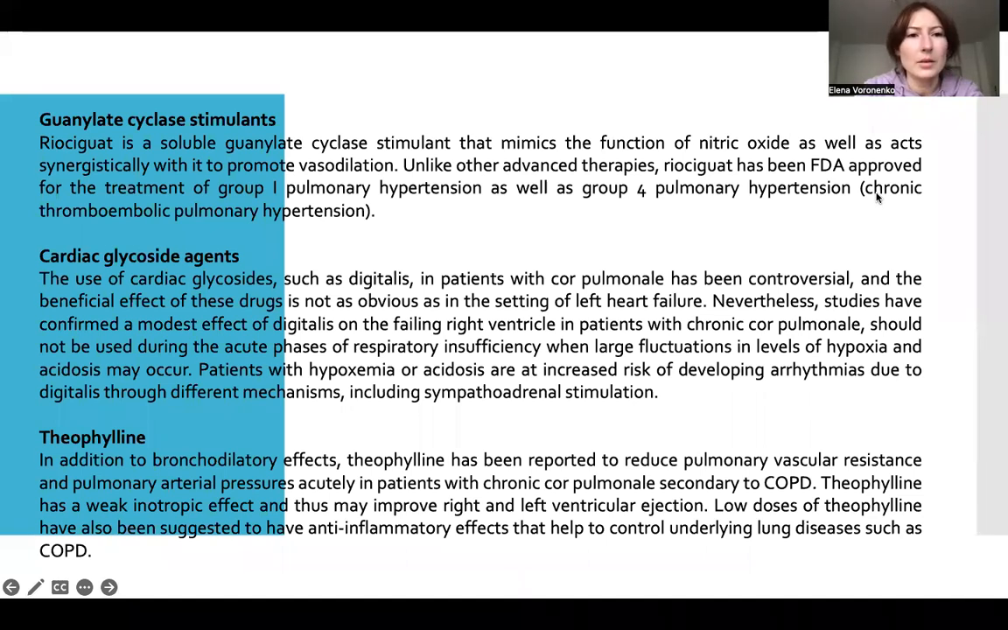Guanylate cyclase stimulators. Riociguat is a soluble guanylate cyclase stimulant that mimics the function of nitric oxide as well as acts synergistically with it to promote vasodilation.